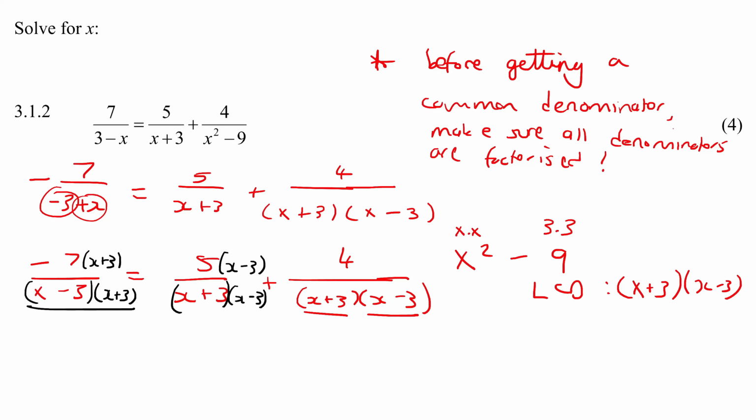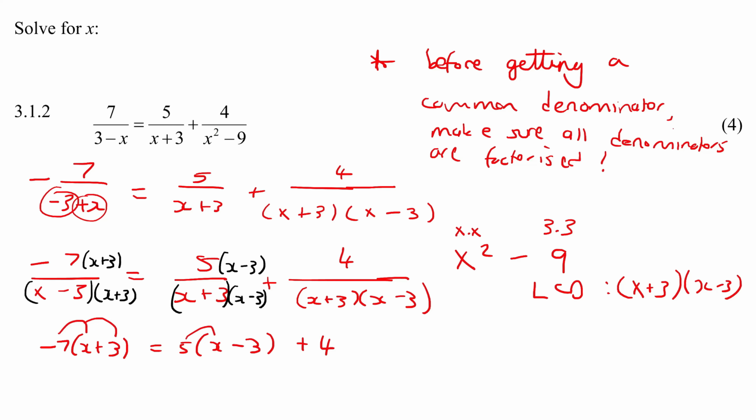Now, can you see that all the denominators are exactly the same? And that is what we want. Because now we know that when you have an equation and all the denominators are the same, you can ignore the denominators. And so now all that we have is minus 7 equals to 5x plus 3 plus 4. That is it. We don't need the denominators anymore because they are the same. So all I need to do now is just multiply this minus 7 into this bracket, and I do the same with this 5, and then I just start simplifying.